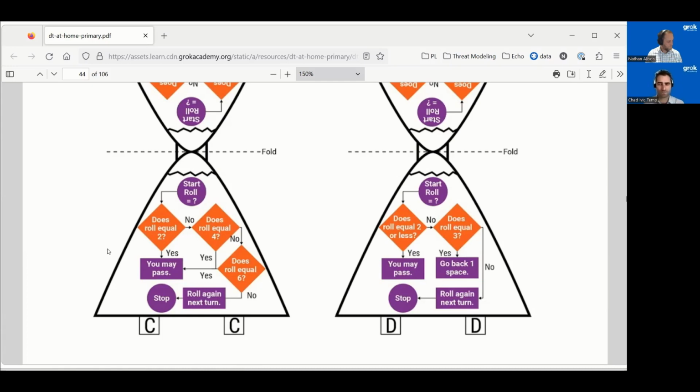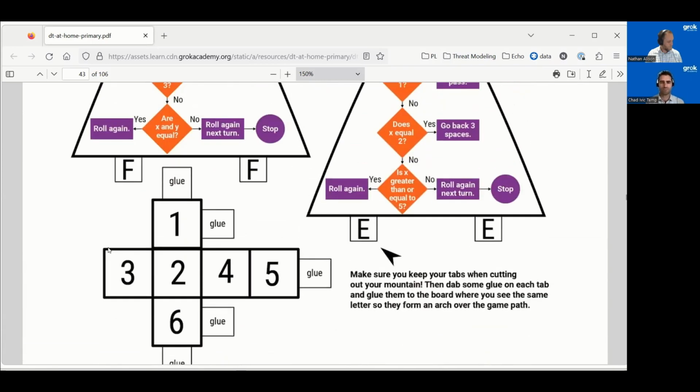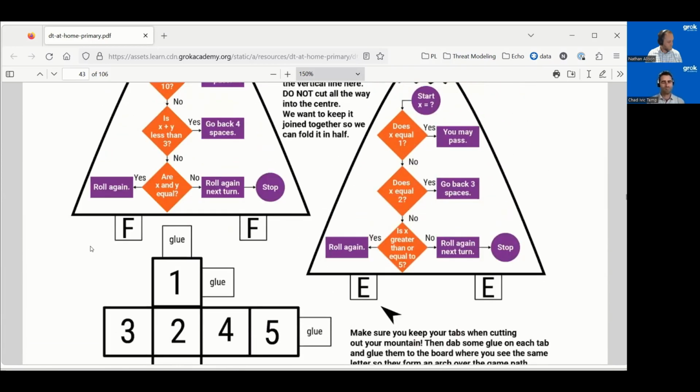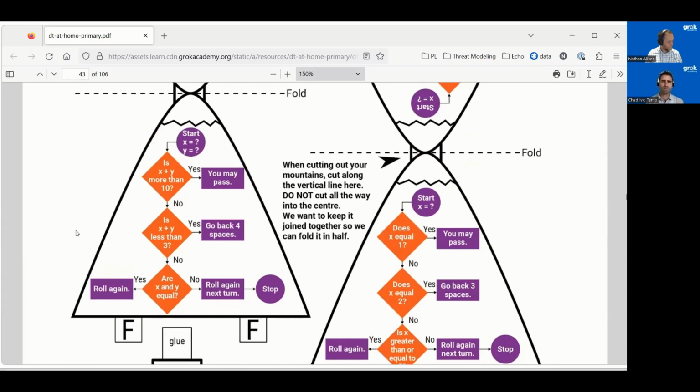If you were interested in introducing variables to students, probably in grade 6, the F mountain is a little bit more complicated. So whatever you roll, if I was to roll 3, X becomes a 3. If I was to roll another 3, Y becomes another 3. So if we use that example, is X plus Y more than 10? No, because it's 6. So is X plus Y less than 3? No, because we rolled 6. Are X and Y equal? The answer is no. So we roll again next turn.